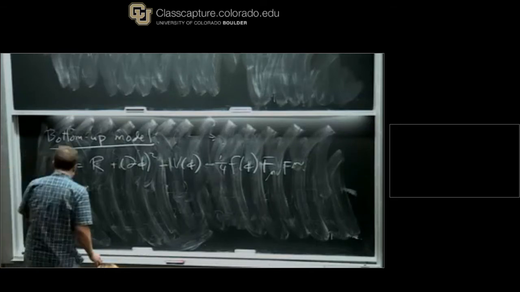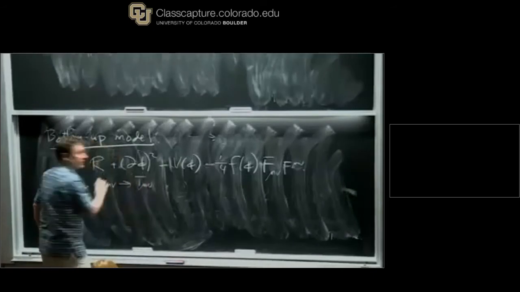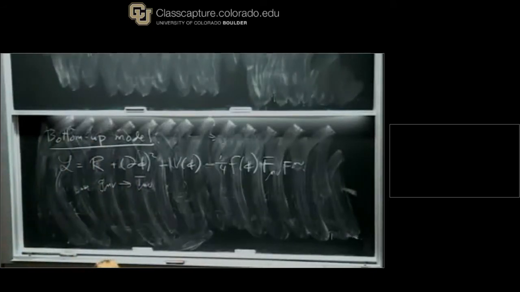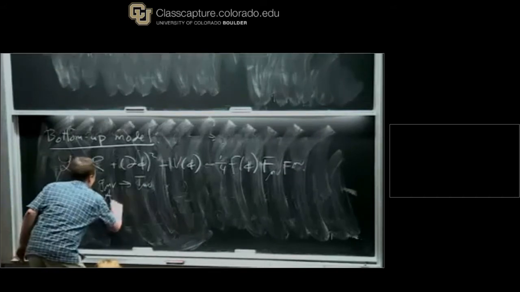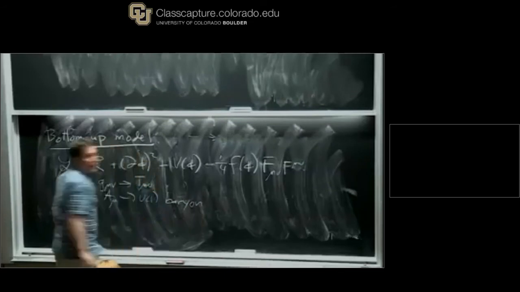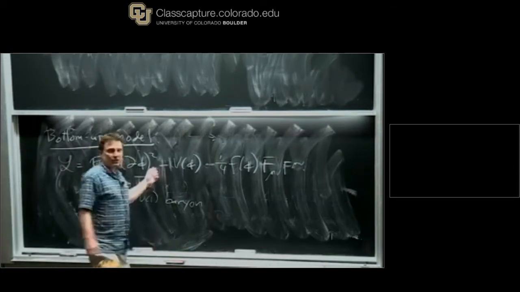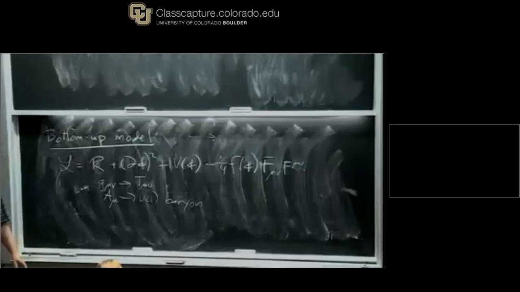What are these fields? Well, the metric is dual to T mu nu, as it always is. It always has to be there. I've introduced the gauge field because I want a model with a chemical potential for baryon number. What about the scalar? Well, if I just have a solution in AdS5, it's conformal. It's dual to a conformal field theory. And QCD is not a conformal field theory.